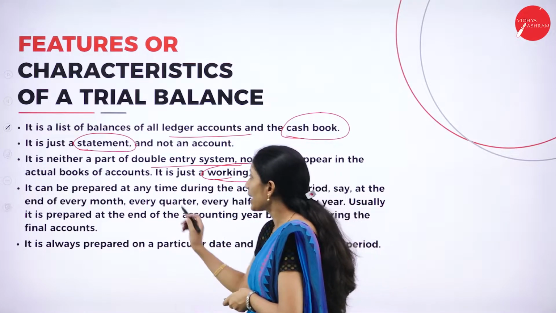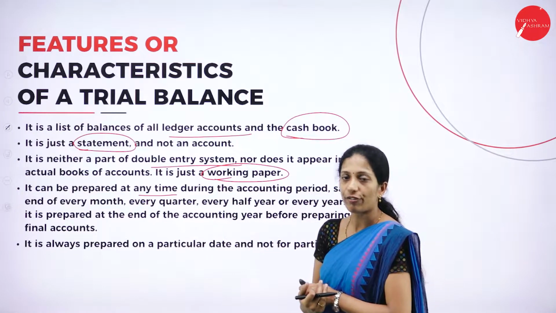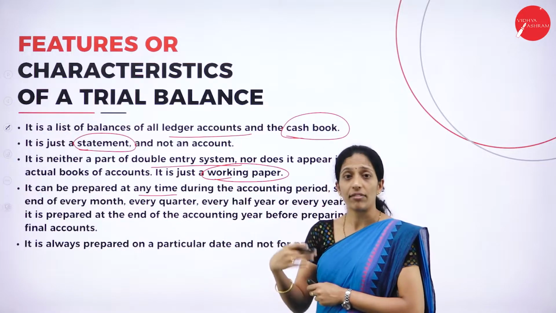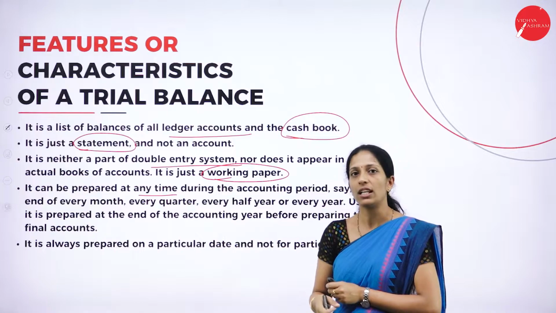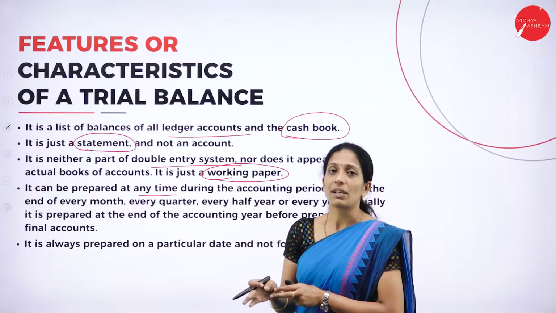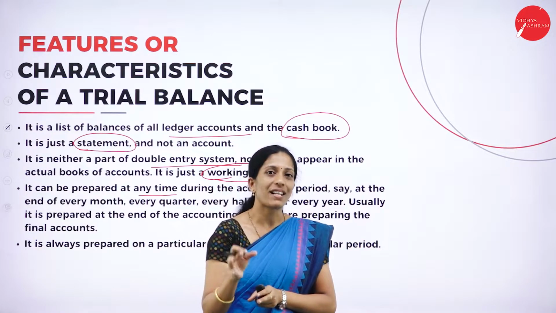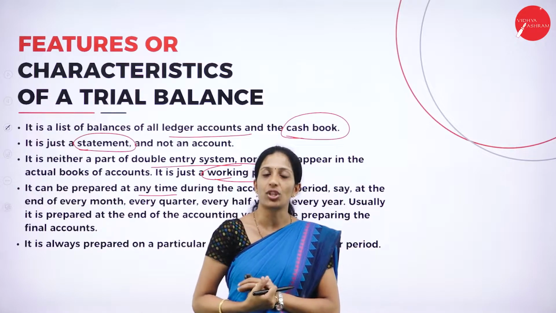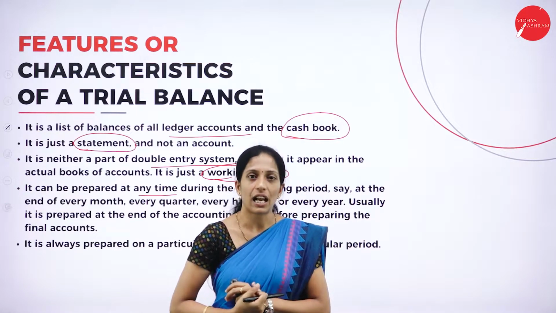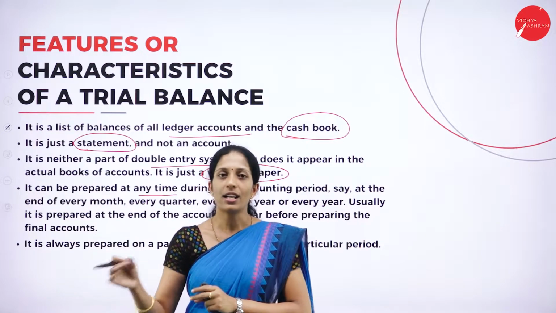It can be prepared at any time during the accounting period, say at the end of every month, every quarter, every half year or annually, as per the requirement of the organization. It doesn't mean that it should be prepared at the end of a year only. If the organization wants to check the accuracy of the ledger account, it can be prepared at the end of every month or every quarter, half yearly or yearly.